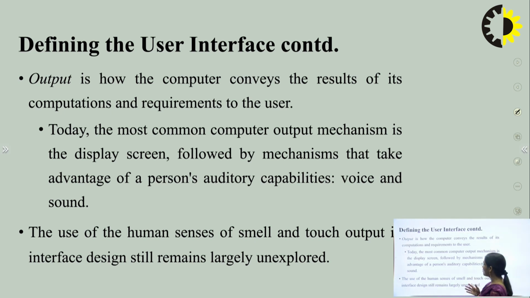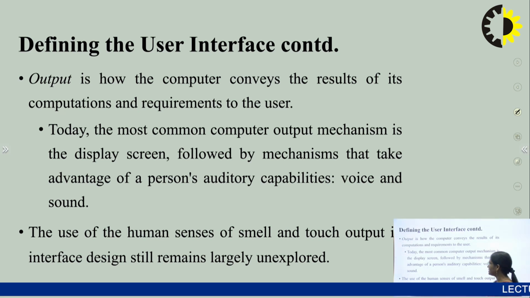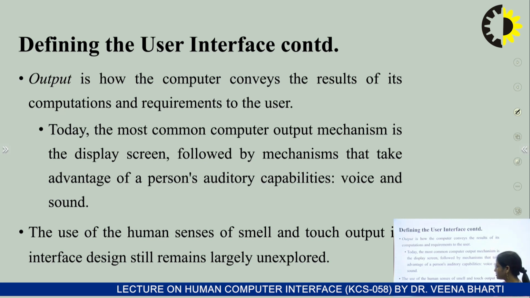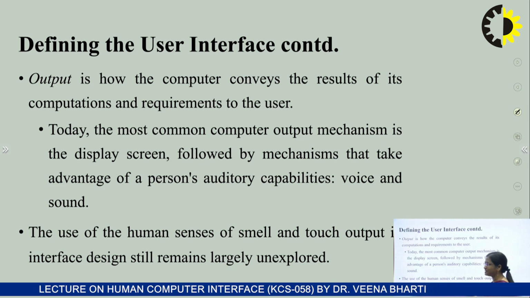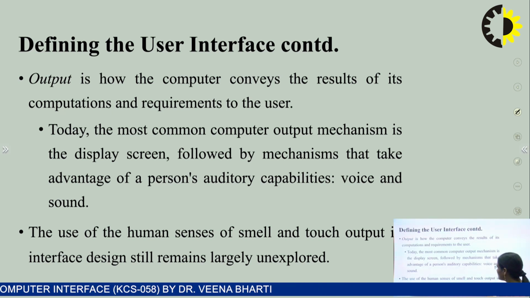Output is how the computer conveys the result of its computation and requirements to the user. Today the most common computer output mechanism is the display screen. So this is the most common output device we are using. Then followed by mechanisms that take advantage of a person's auditory capabilities, that means hearing, voice and sound, and also the use of human senses. There are 5 human senses. Smell and touch output in interface design is a research field in which there is no work done. So this is an unexplored field.